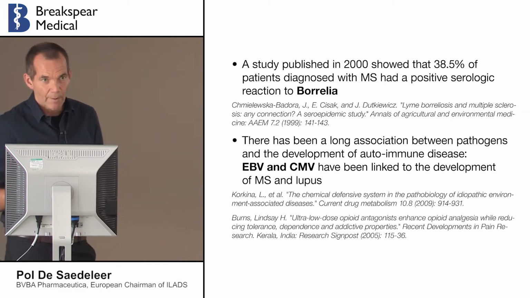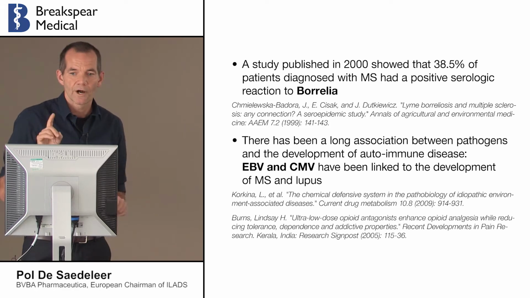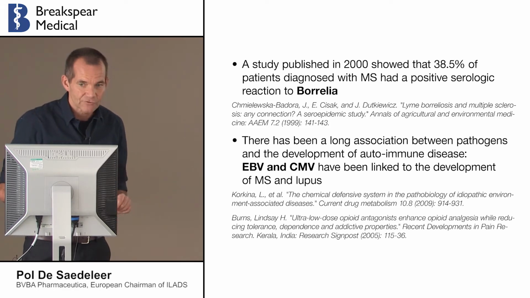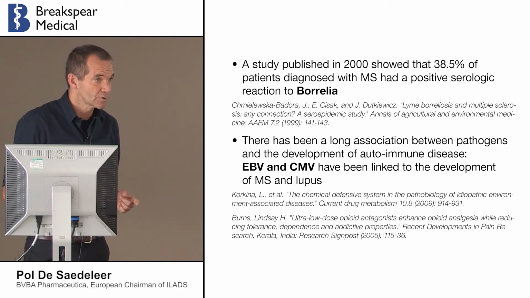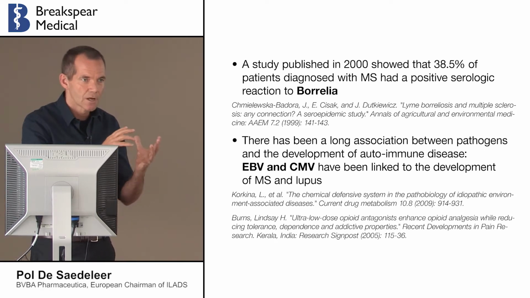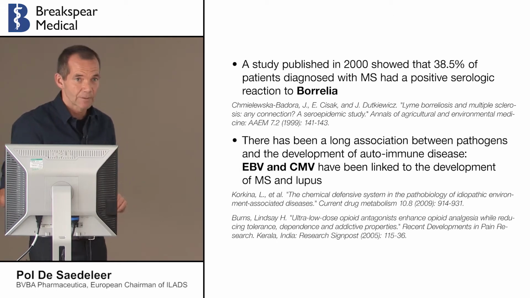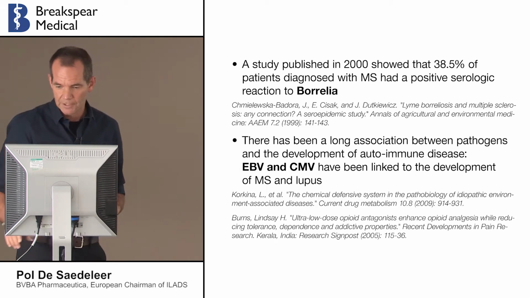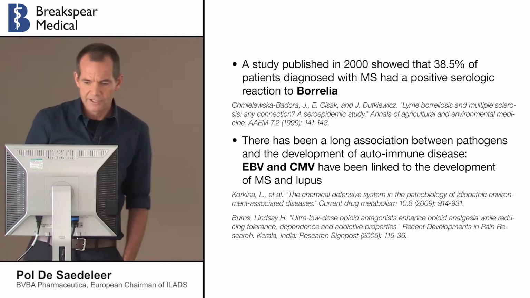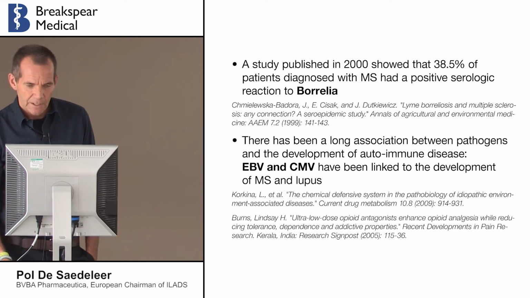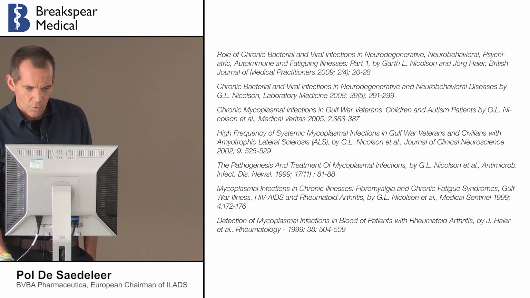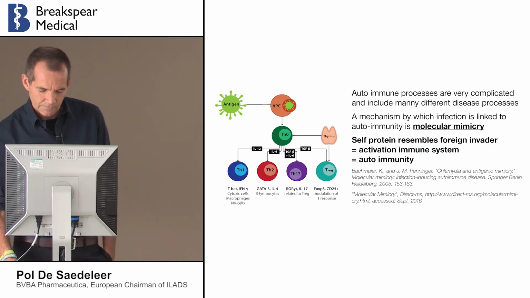We have a study published in 2000 where nearly 40% of patients diagnosed with MS tested positive for Borrelia. And also many studies show links between Epstein-Barr, CMV, viral infections, and the development of MS and lupus. So many links in the literature between pathogens and autoimmunity.